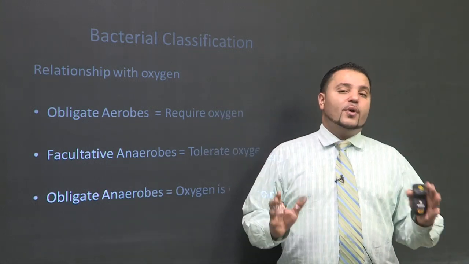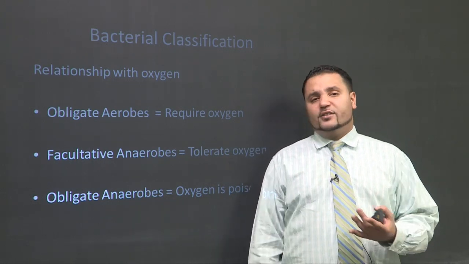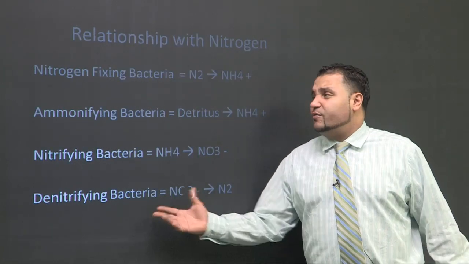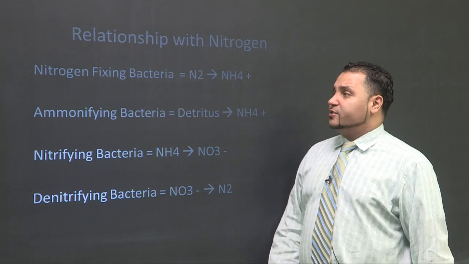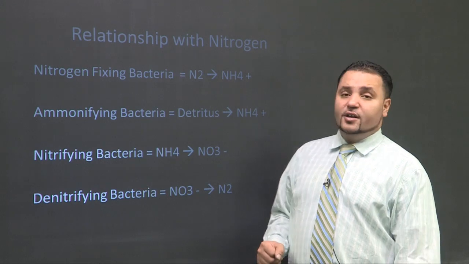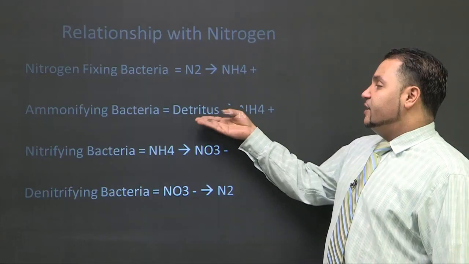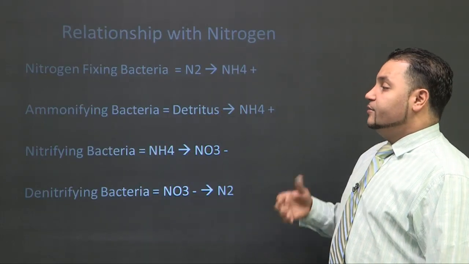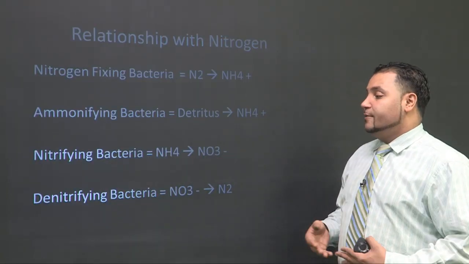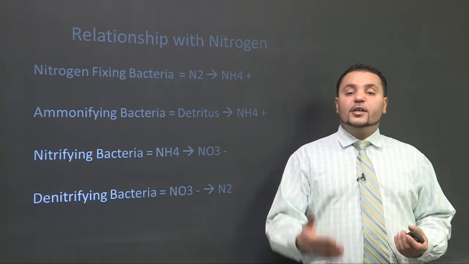So already we're seeing so many ways. What's your nutrition? What's your oxygen? What's your shape? Are your grams stained a certain way? Can you make specialized structures like endospores and fimbriae and capsules? What's your relationship with nitrogen would be the next thing. So we have some of these awesome rhizobacteria that live in the soil, and they have nitrogen-fixing bacteria that can convert nitrogen gas into ammonium. We have ammonifying bacteria that can convert dead stuff like detritus and waste into ammonium, nitrifying bacteria that can take that ammonium, convert it into nitrites, and then eventually nitrates, and then denitrifying bacteria that can take nitrates and basically turn it back into nitrogen gas, completing the nitrogen cycle.